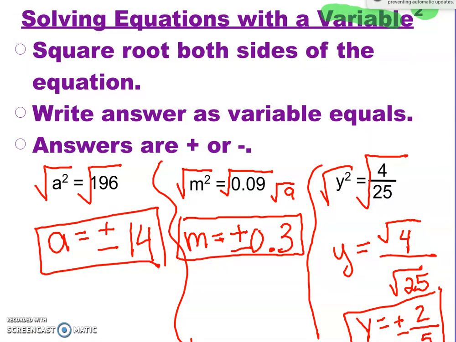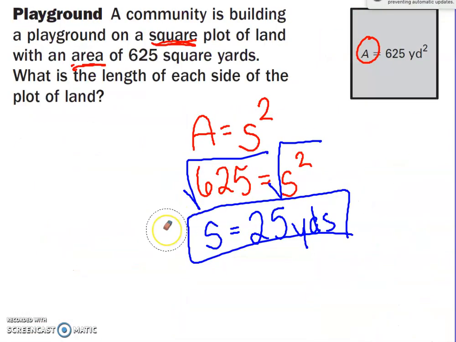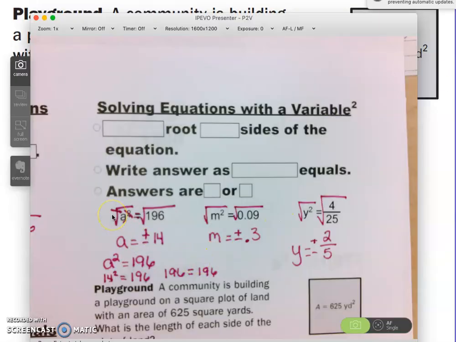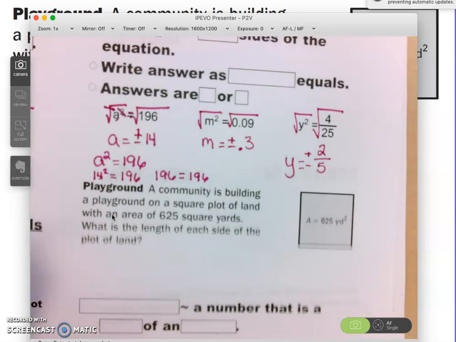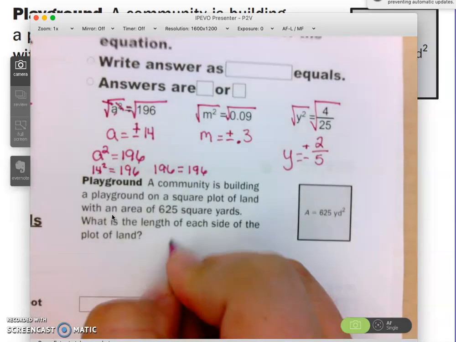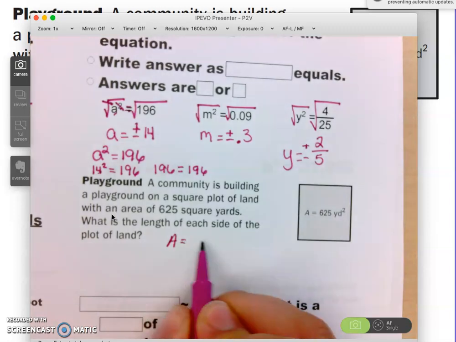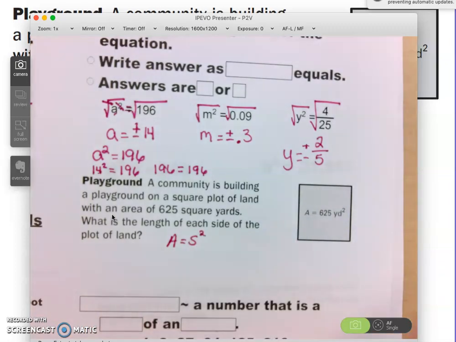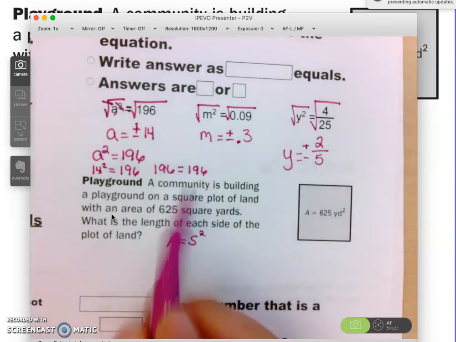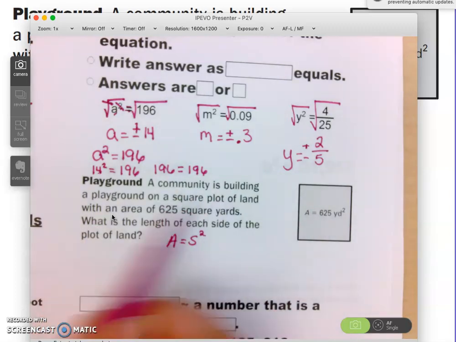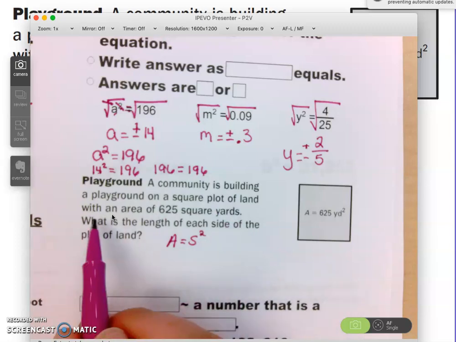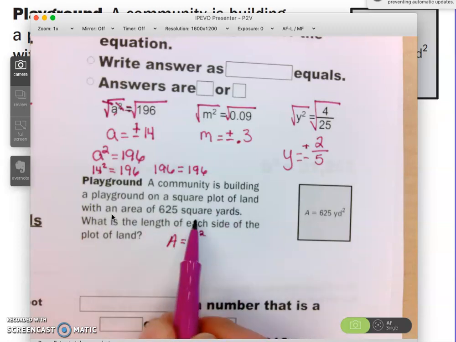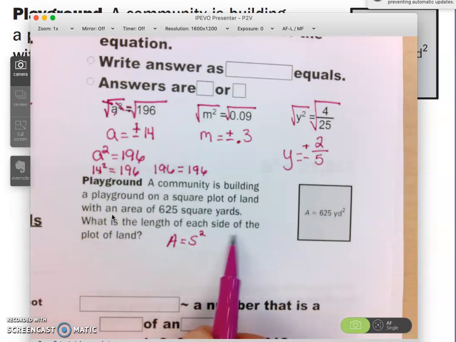Okay. Now, the last thing we're going to do is the area. If we remember, when we're figuring out area, area is going to be side squared, right? So a community is building a playground on a square plot of land with an area of 625 square yards. What is the length of each side of the plot?